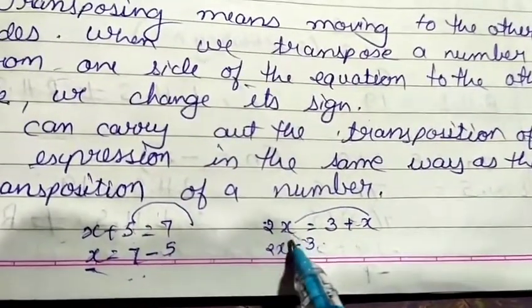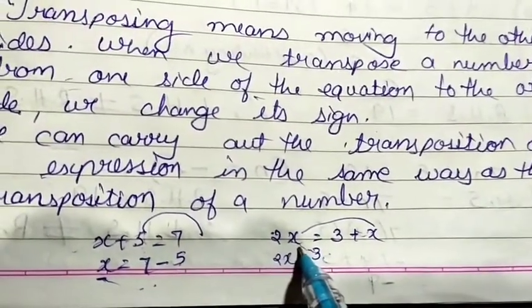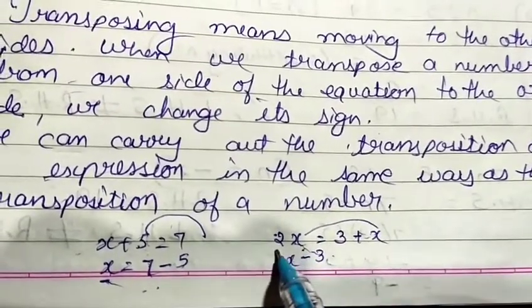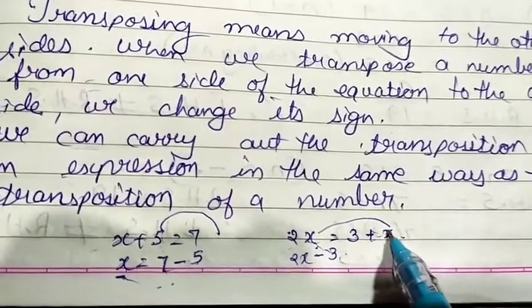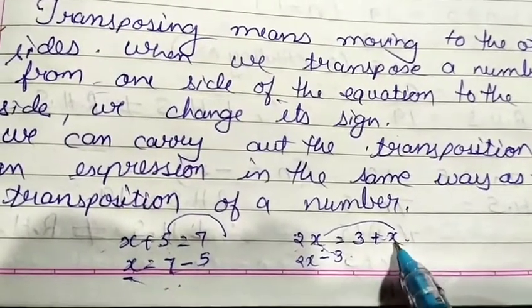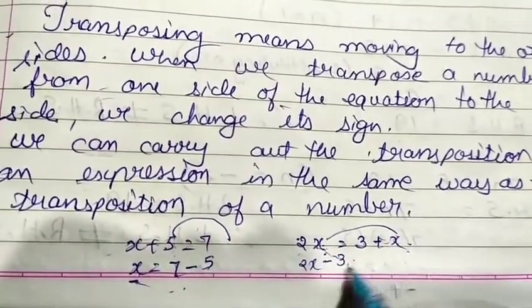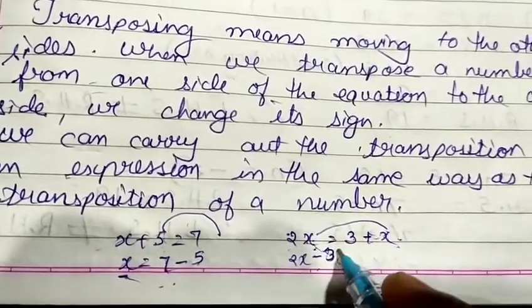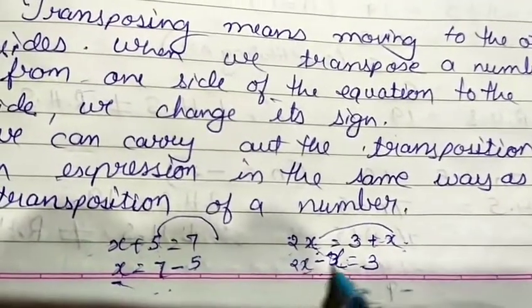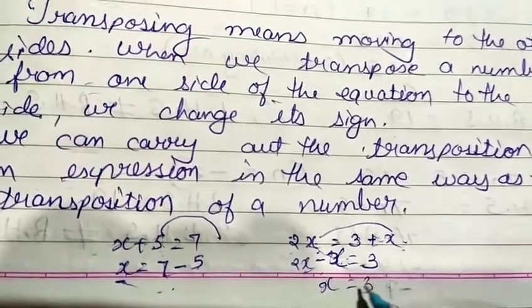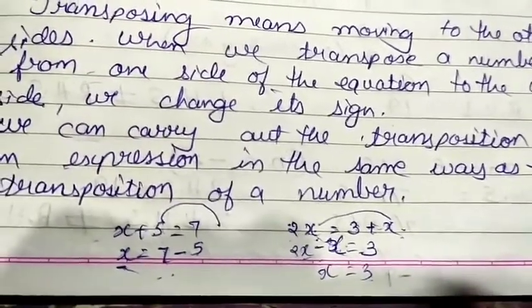Now we can transpose a variable also in the same way. Take for example, if 2x equals 3 plus x is given, I will transpose this x toward my left hand side, so that positive will become negative, and I will keep this 3 as it is. Now 2x minus x will give x, that means the value of x is 3.